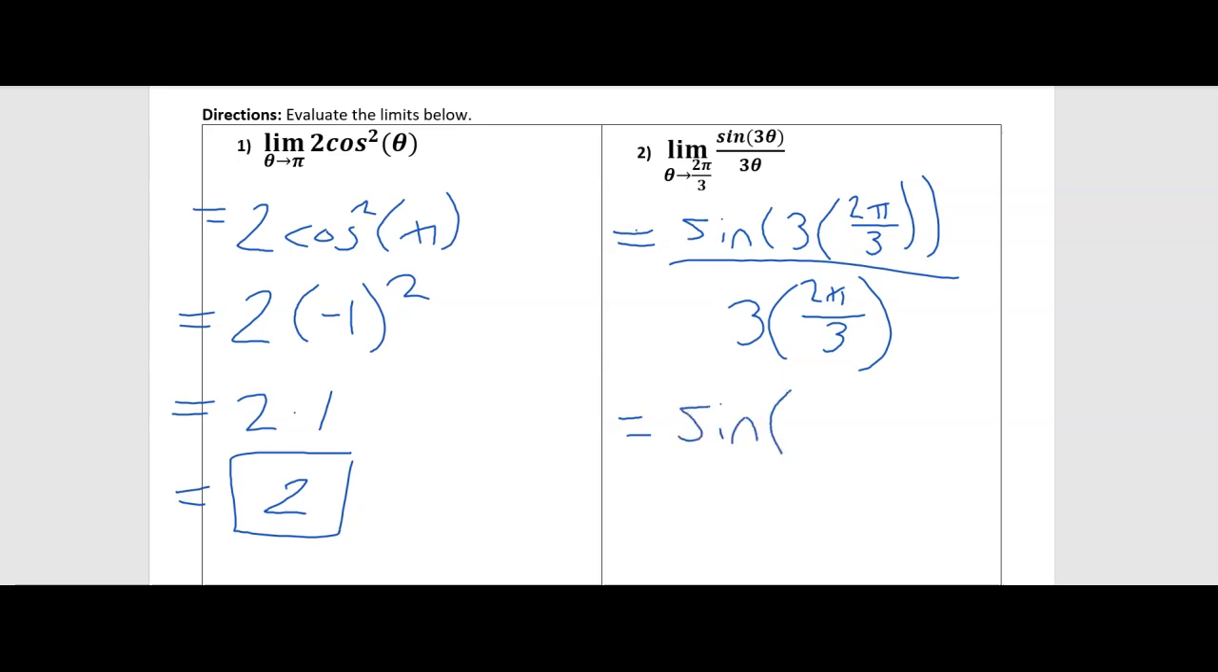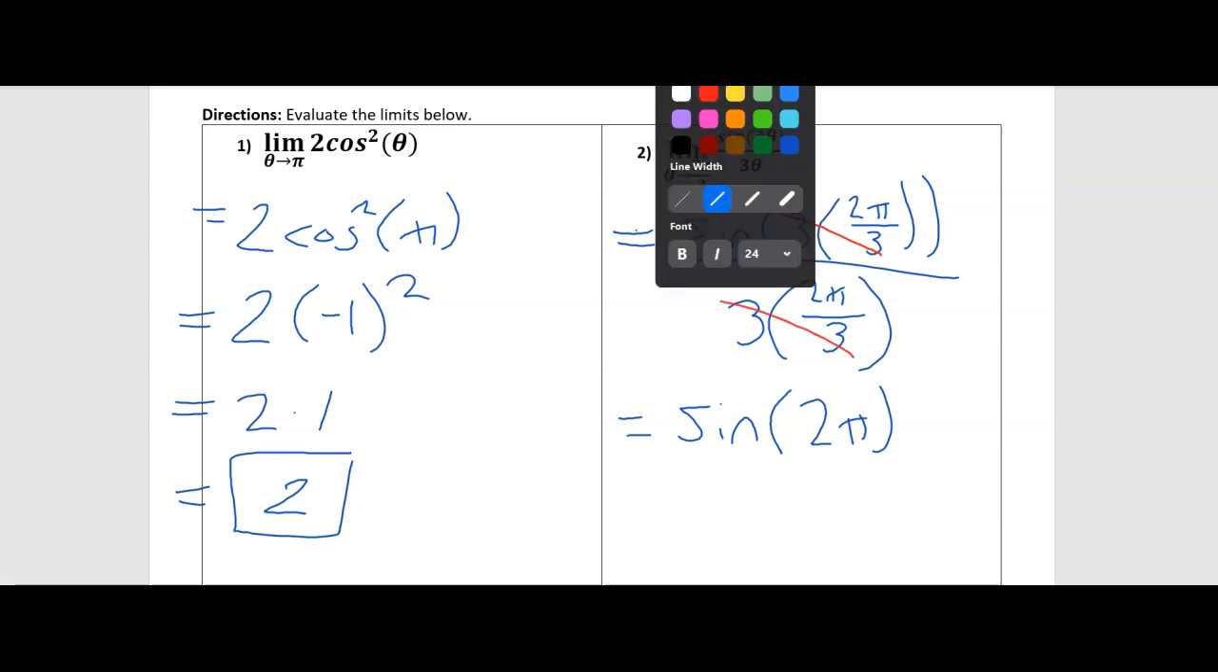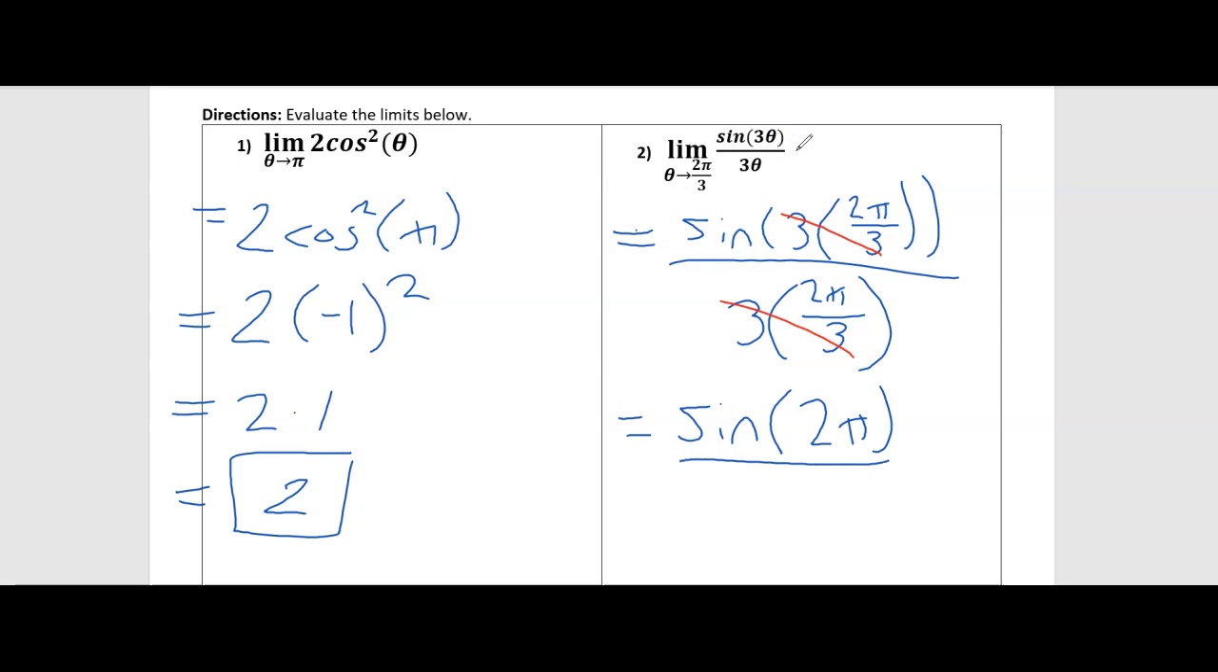So I'm going to get sine of 2 pi in my numerator. If that's not clear, just note that these 3's will simplify together. These 3's will too in our denominator. So I get sine of 2 pi over 2 pi. Sine of 2 pi, again, think back to unit circle, it's going to be 0. And because our denominator is a real number other than 0, this will come out to be 0. Okay, remember, it's only when we get 0 in our denominator that we are going to look for a vertical asymptote.